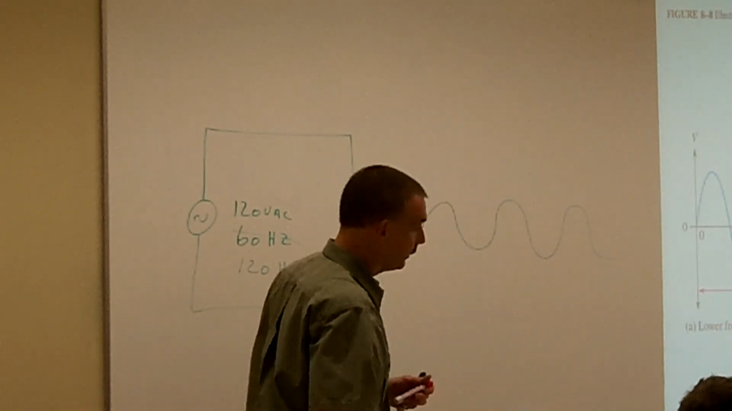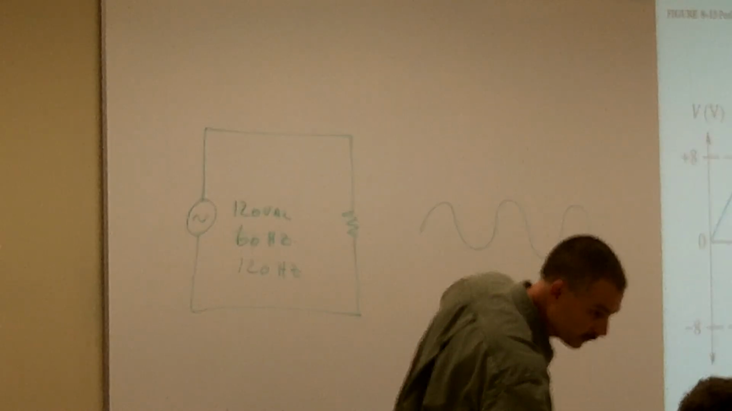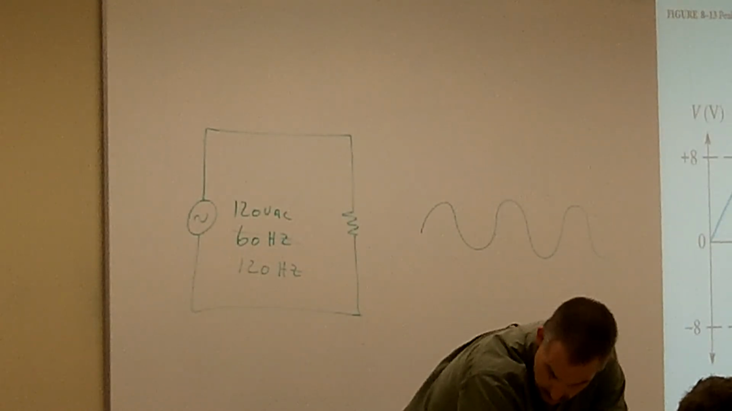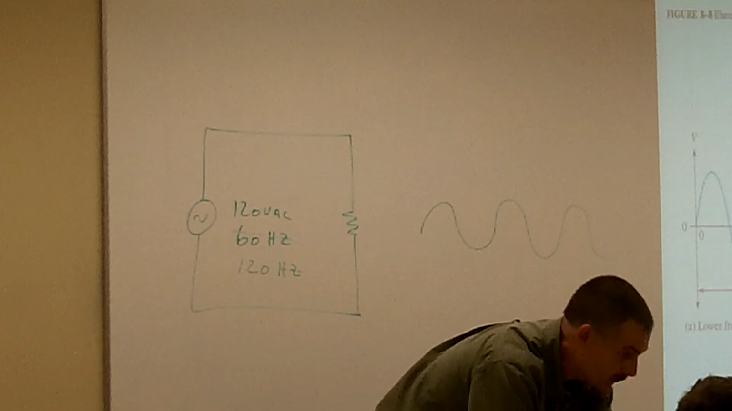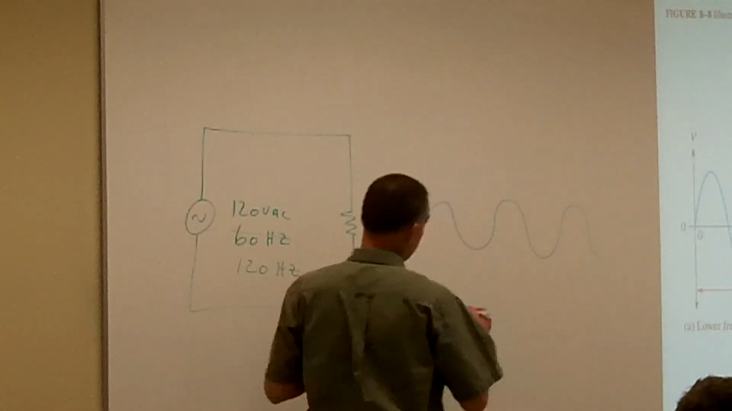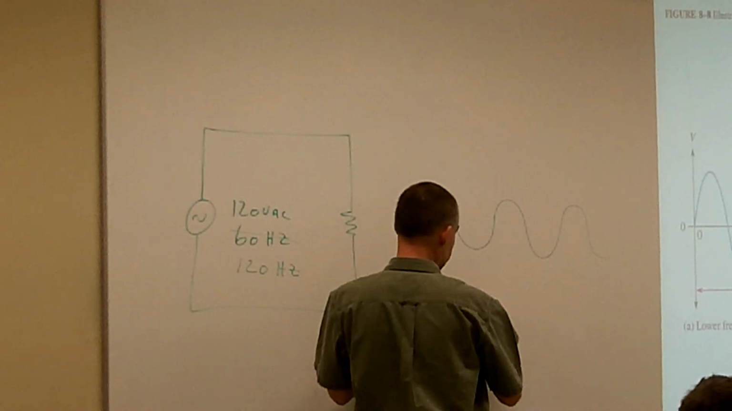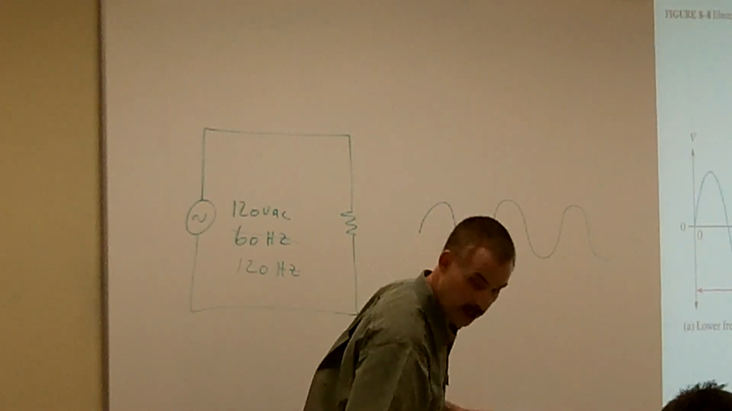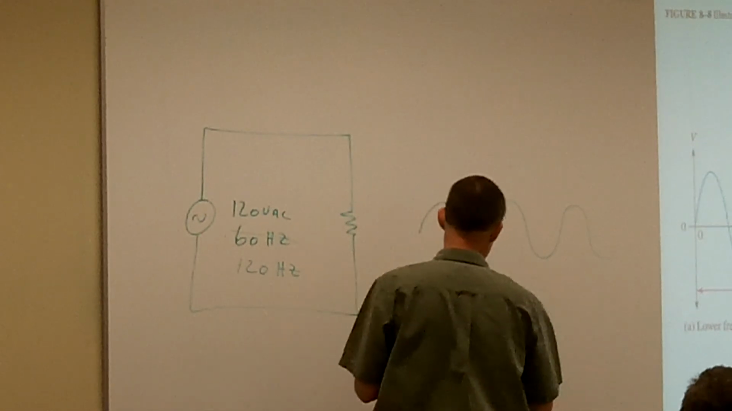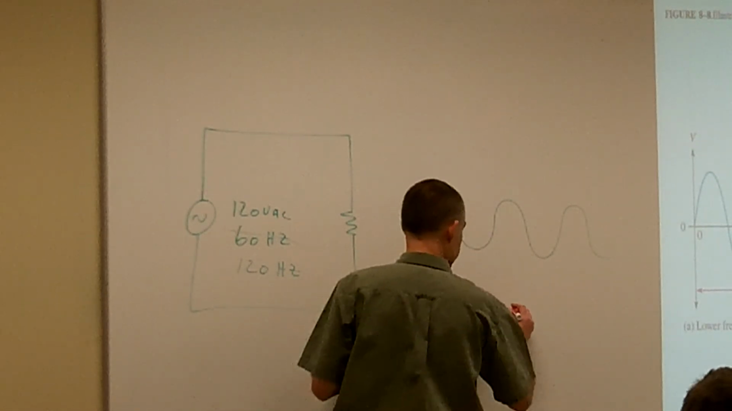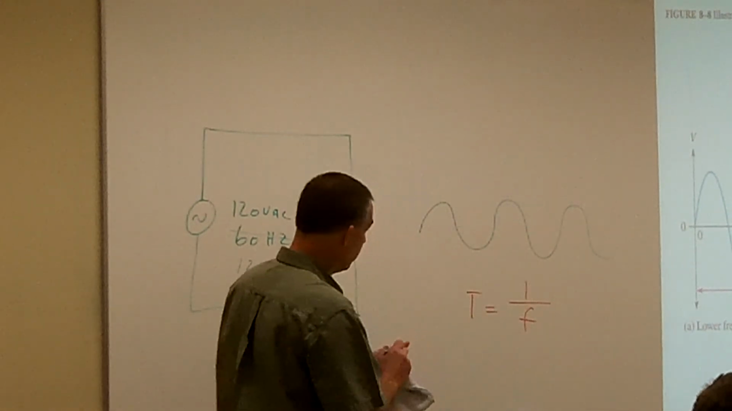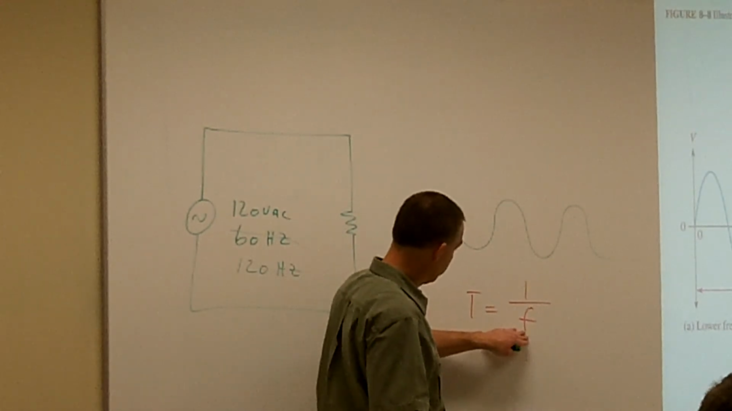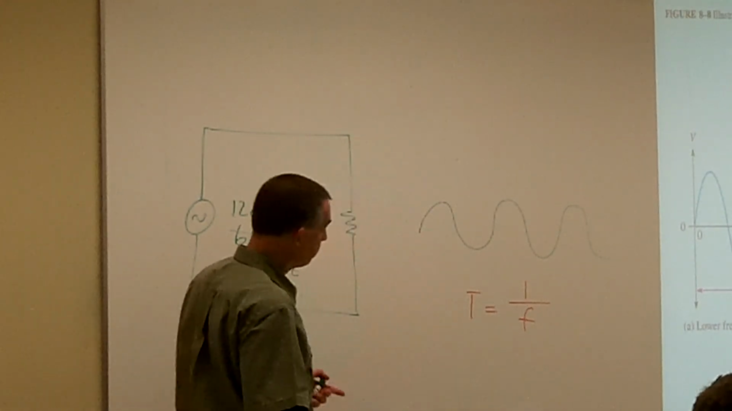So for example, if I have 60 hertz, my period is equal to 1 over my frequency. And make sure you use the small f for representing your frequency, capital T for your time.